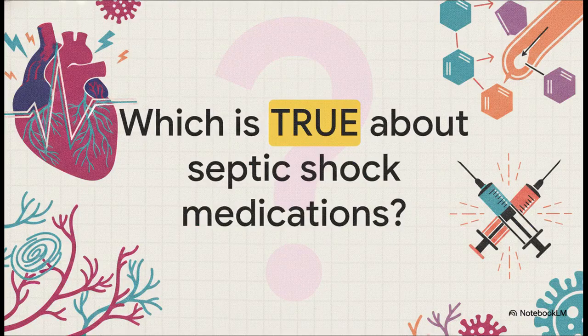Which statement is true regarding the use of vasoactive medications in the resuscitation of septic shock? Your options are A, epinephrine is the absolute first line. B, norepinephrine acts primarily as an alpha-1 adrenergic agonist. C, vasopressin should be routinely titrated to high doses. Or D, phenylephrine is preferred because it causes significant reflex tachycardia. We really need to evaluate our pharmacologic options here and understand exactly how they manipulate systemic vascular resistance.